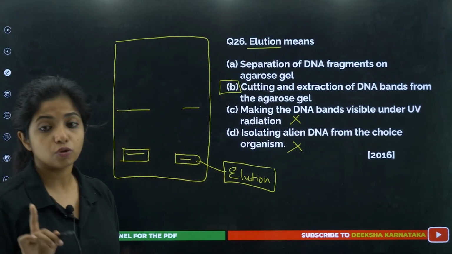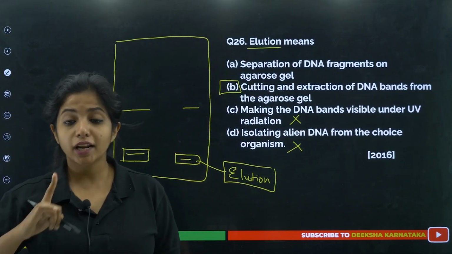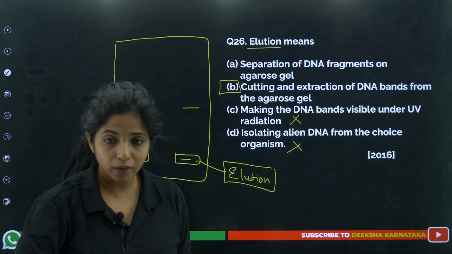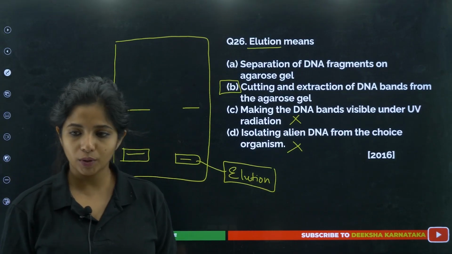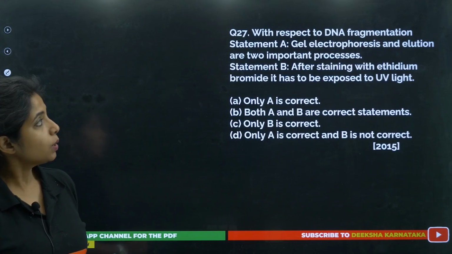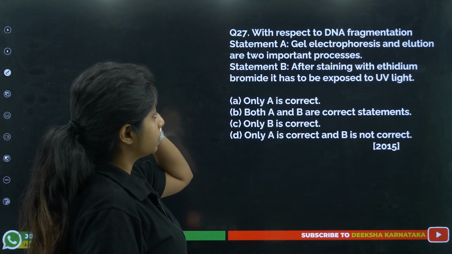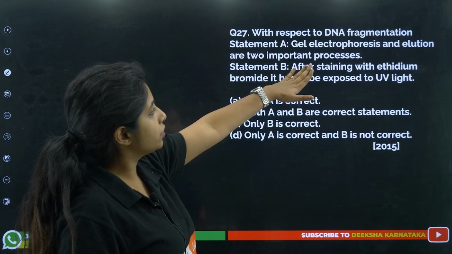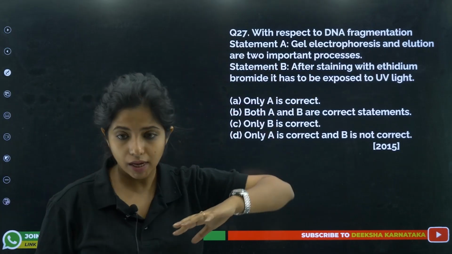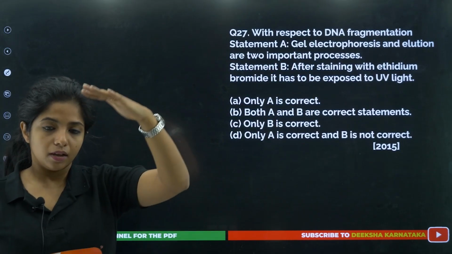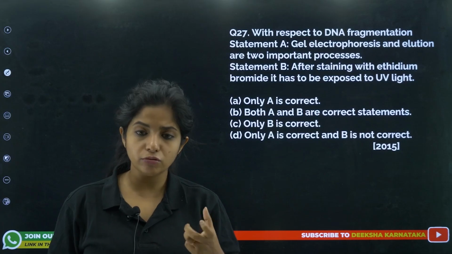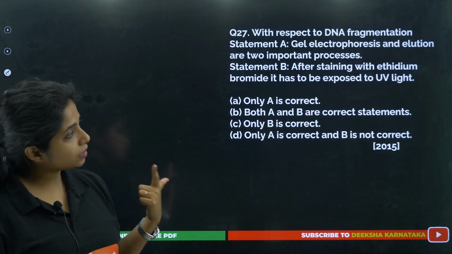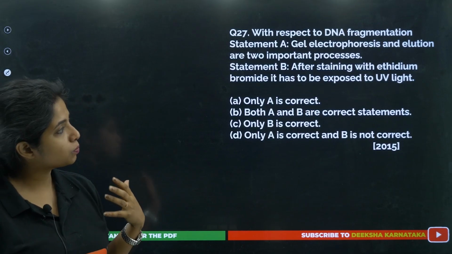given in your NCERT. So with this you know that bioelastic and electrophoresis and palindromic sequences are something that is being usually asked. So you should be knowing very well about it. Okay. Next thing, with respect to DNA fragmentation, which statements are correct? Statement A, gel electrophoresis and elution are two important processes. Yes, gel electrophoresis helps me in separating the DNA fragments, and elution helps me in extracting those fragments. That is important. Statement B, after staining with ethidium bromide, it has to be exposed to UV light.